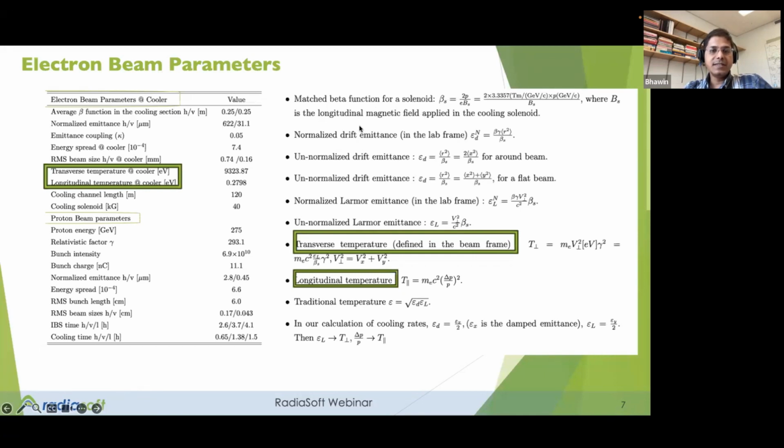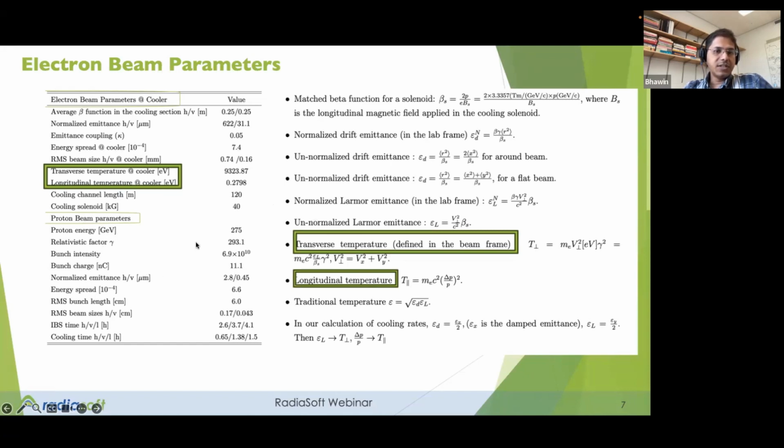As I already mentioned, this is an example of magnetized cooling, but we can also do unmagnetized cooling using JSPEC simulation. So the transverse temperature depends on this Larmor emittance, because it is an example of magnetized cooling. An electron beam going through the solenoid undergoes a lot of precession, and we need this Larmor emittance to calculate the transverse temperature. The longitudinal temperature depends on this energy spread, and we have the value of the energy spread in the cooler, which is 7.4 times 10 to the power minus 4. Multiplying this by the rest mass, we can calculate the longitudinal temperature. In the same way, we have the proton beam parameters.